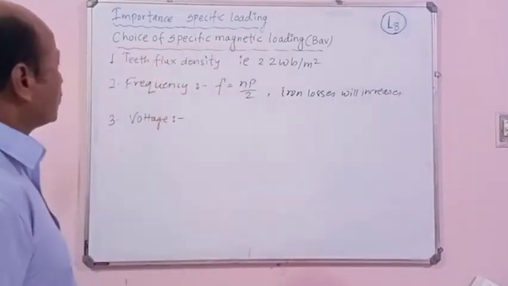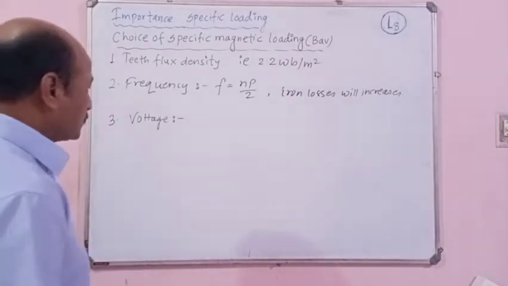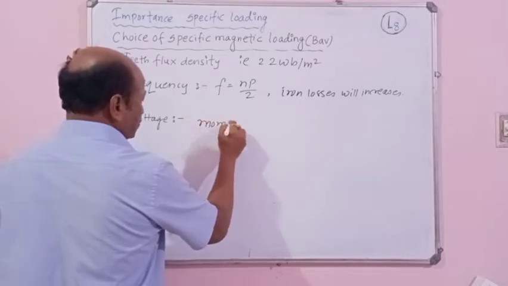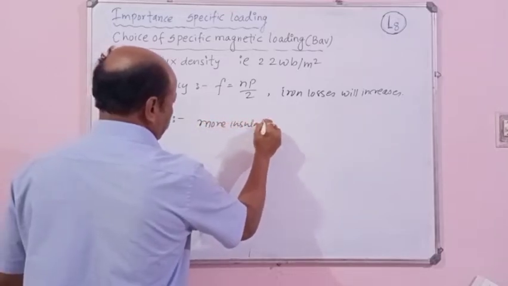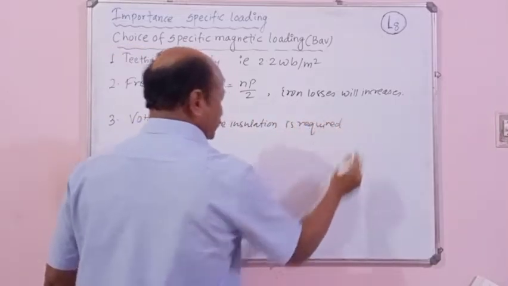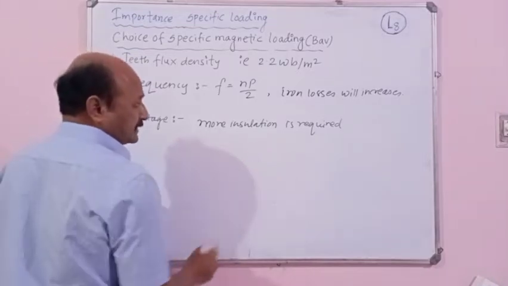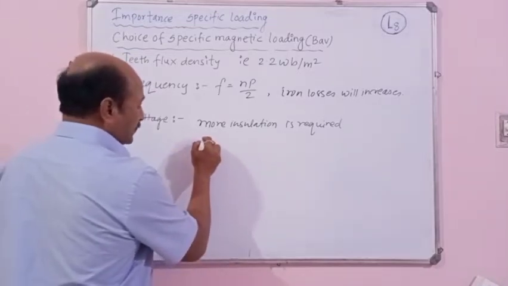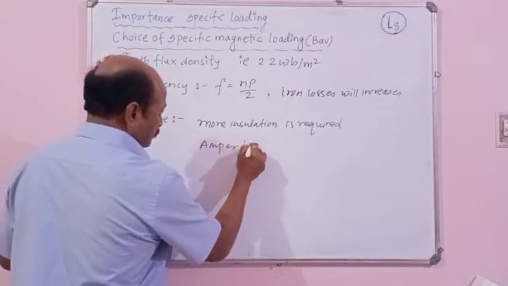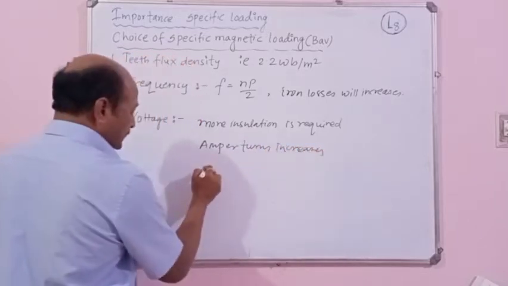Then the third choice of specific magnetic loading is nothing but the voltage. If you select a higher voltage, then more insulation is required, which increases the space. Then due to the increase in space, what happens? The ampere turns increase, which increases the copper losses.